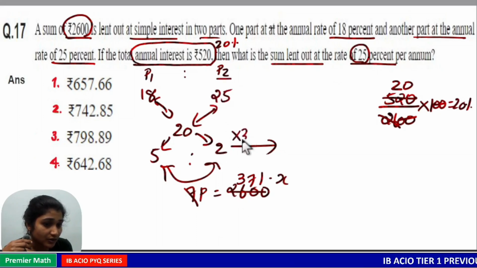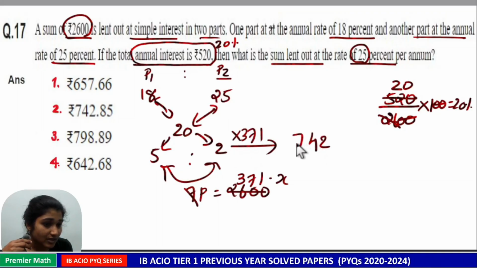So 2 parts is equal to 2 into 371, which is 2 into 7, 14, 2 into 3 plus 1, 7, 742. Option 2 is your answer.